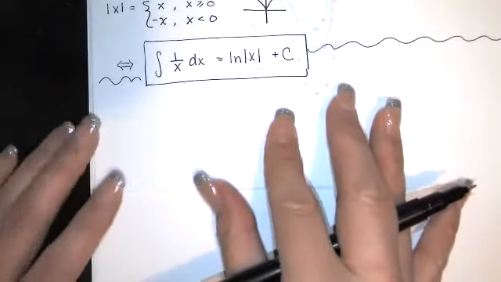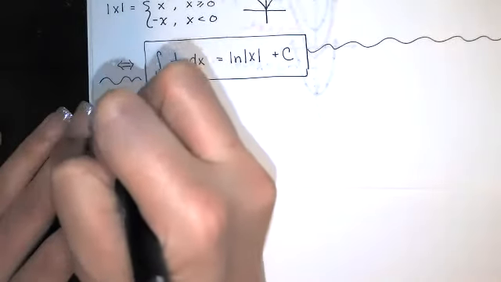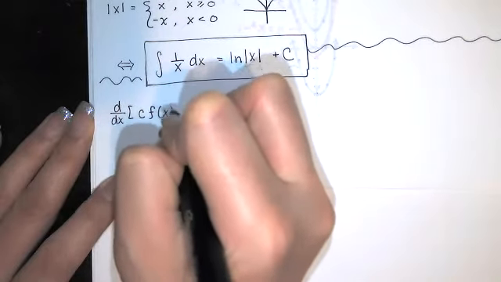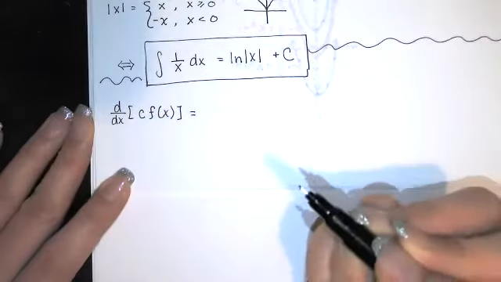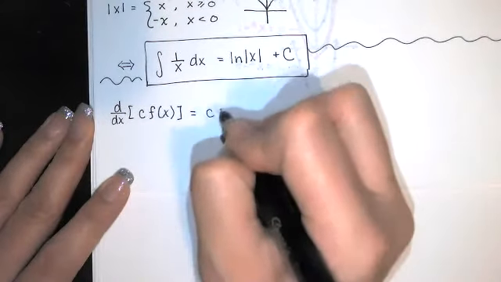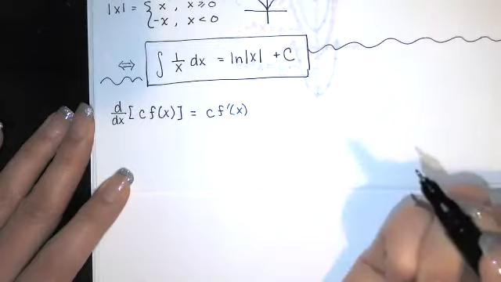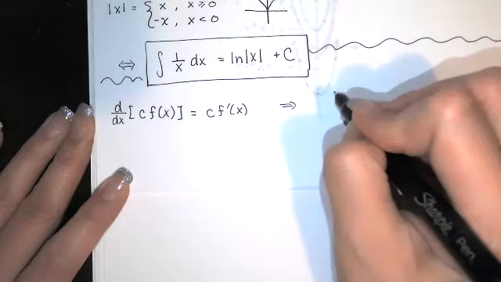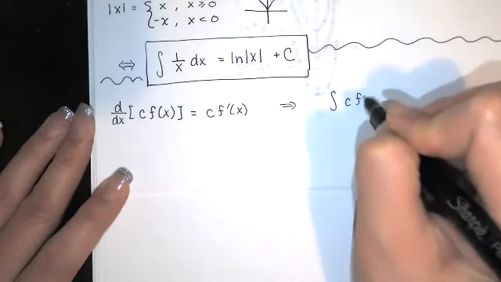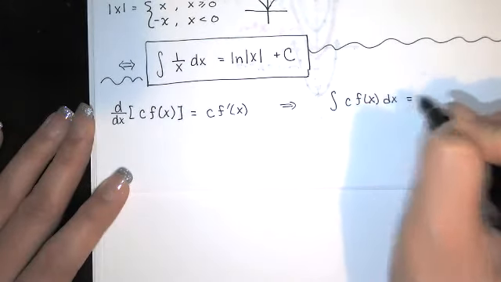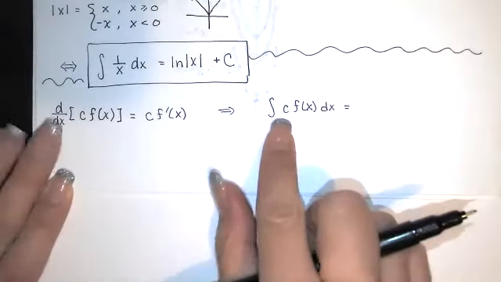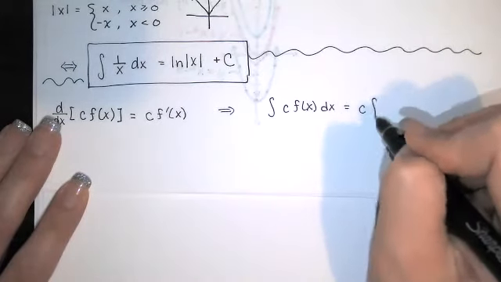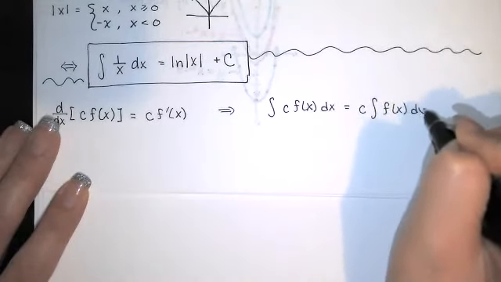Now, this actually makes a lot of sense given our rules about derivatives. Remember this rule? If I take the derivative of a constant times a function, I can pull that constant out and then just multiply by the derivative of that function. So when I'm undoing that, it makes perfect sense that I would just pull that constant out here as well. The antiderivative of a constant times a function is the constant times the antiderivative of the function.